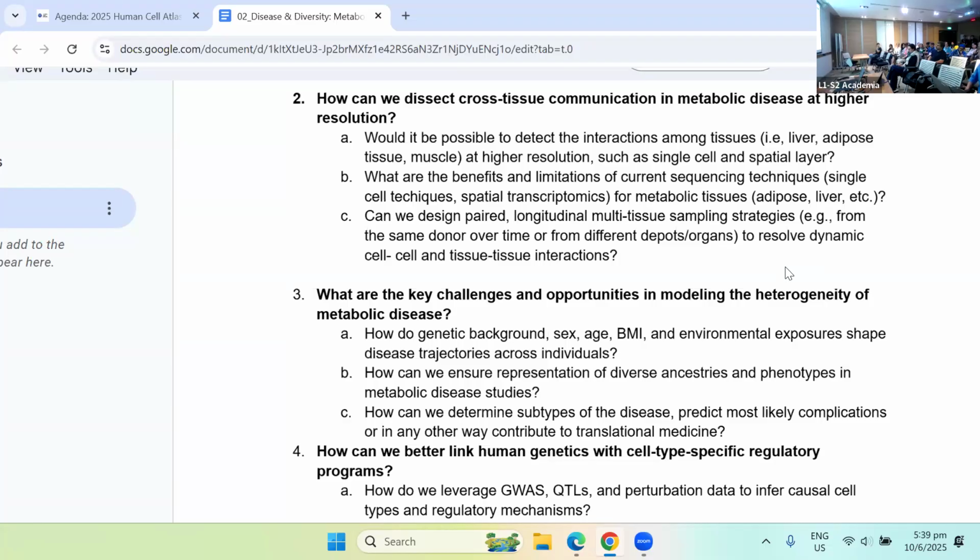Number one is cancer. Second is diabetes. So I think diabetes is the most important disease group. There are a lot of questions there.